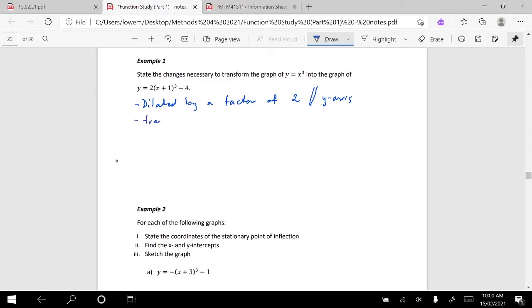Translations, however: this particular function is translated. Here we've got x plus 1, so it's translated to the left by 1 unit, and the negative 4 means it's translated down 4 units.